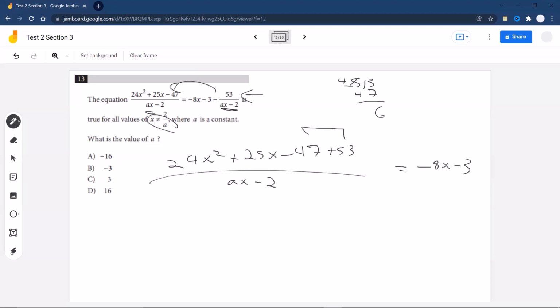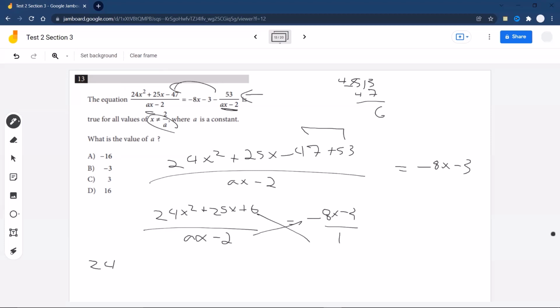So knowing that, right, we get 24x squared plus 25x plus 6 over ax minus 2 equals negative 8x minus 3 over 1. So what I'm going to do now is cross multiply both these things, right? Because when I do that, I'll get a similar expression to this, and I may be able to determine what a is, right, by comparing the two expressions.